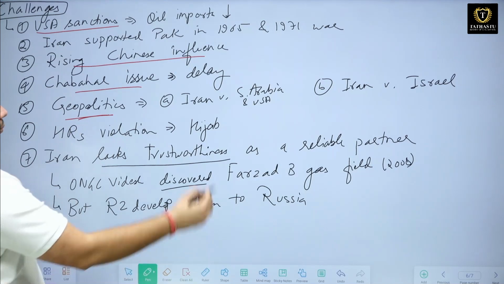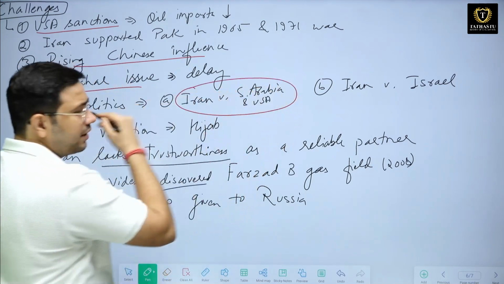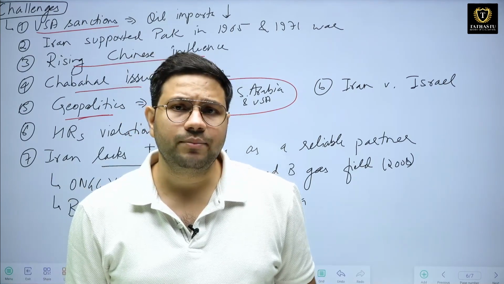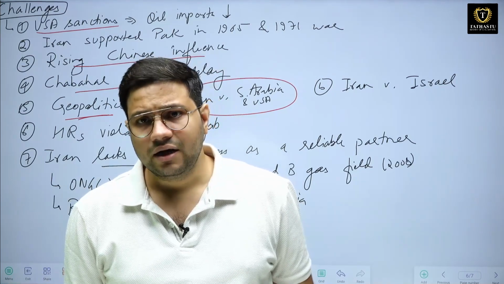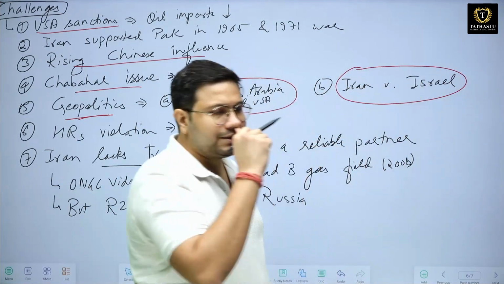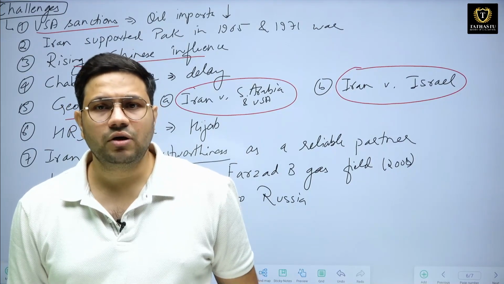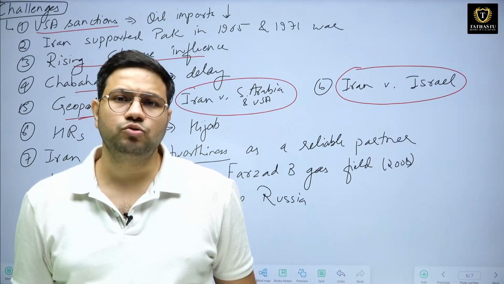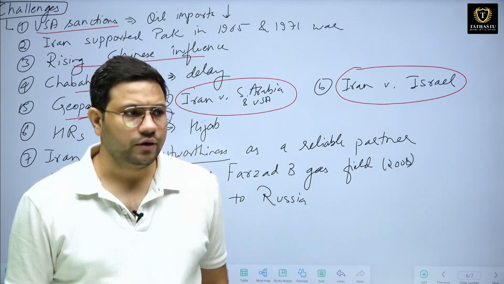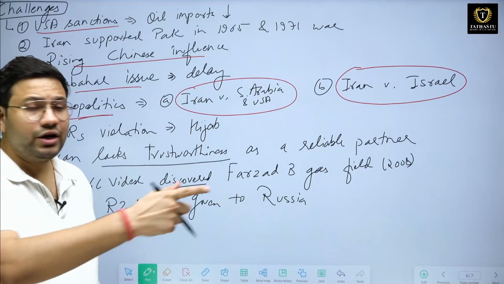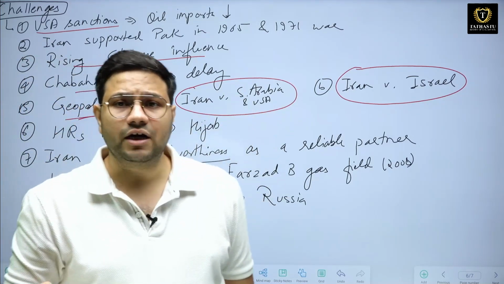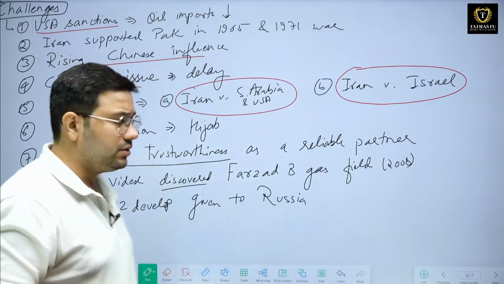Next, geopolitics. Now, the problem is Iran is fighting with Saudi Arabia. Saudi Arabia and USA are very close friends, and both USA and Saudi Arabia are hostile enemies of Iran. They are totally opposite to each other. Secondly, Iran versus Israel. Iran supports Palestine, therefore Iran is a natural enemy of Israel, and the 2023 attack is said to be supported by the Iran government only. Therefore, India is having good relations with everyone: Iran, Israel, Saudi Arabia, USA. So it becomes very difficult to maintain good relations with all of these countries.